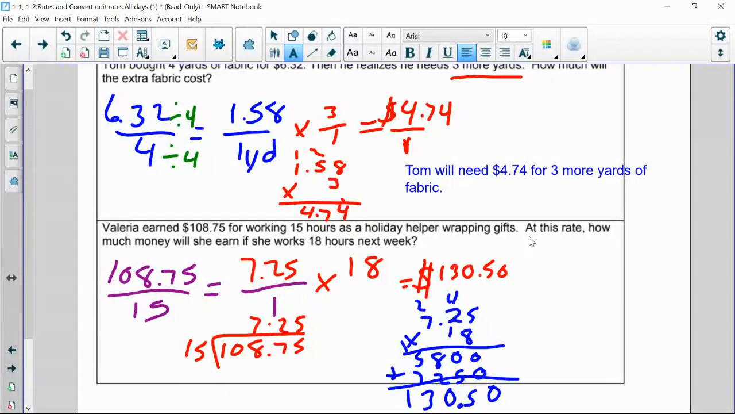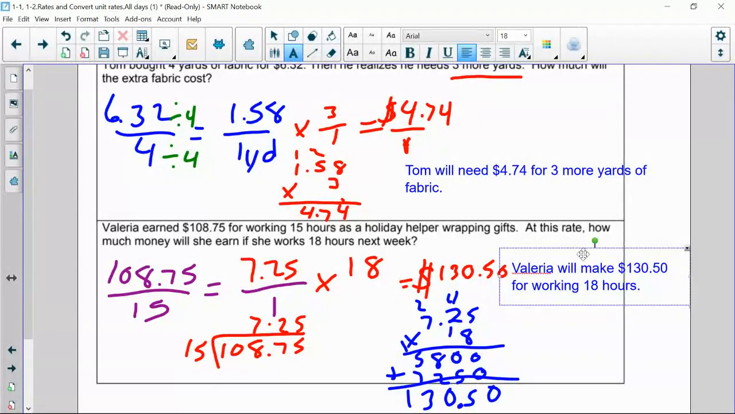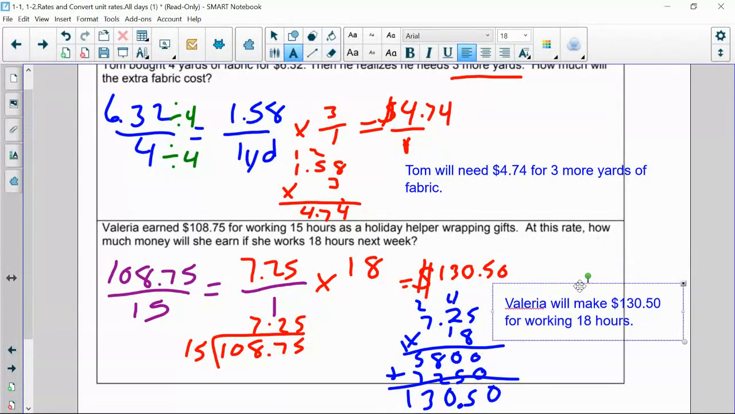All right, so here we can say now, Valeria will make $130.50 working 18 hours. Okay? All right, awesome. So that ends your notes.